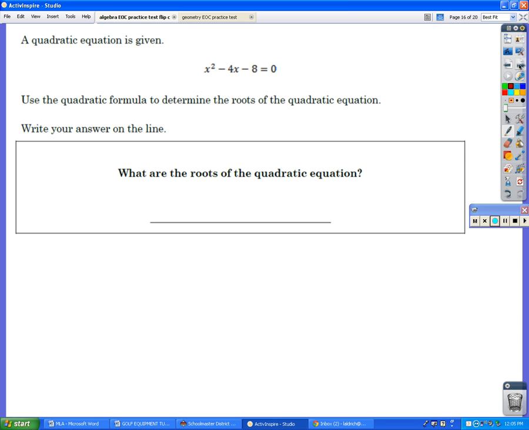Okay, next one, it says a quadratic equation is given. Now it says use the quadratic formula to determine the roots, because this one will not factor. Okay? So I believe that they will give you the quadratic formula in the test booklet if you need it. And you just have to be able to apply the formula to the numbers that they gave you. So what's the opposite of b? Okay, b is negative 4, so the opposite of b is positive 4.